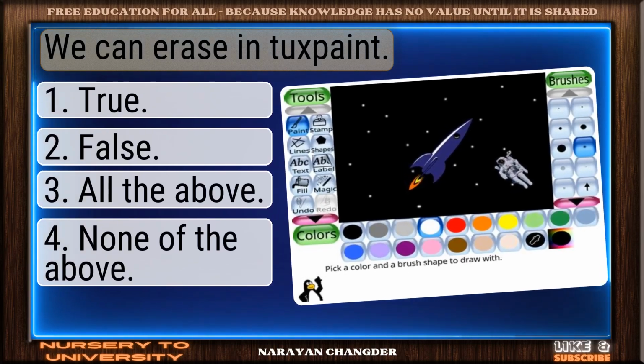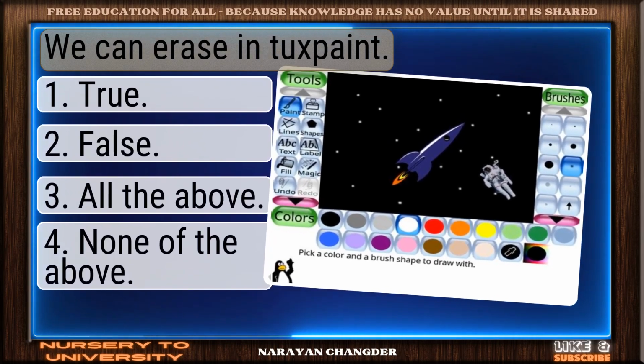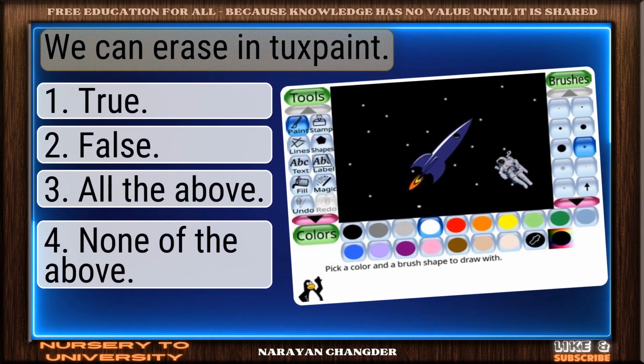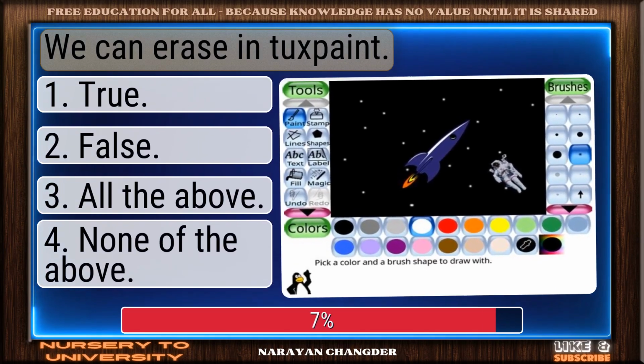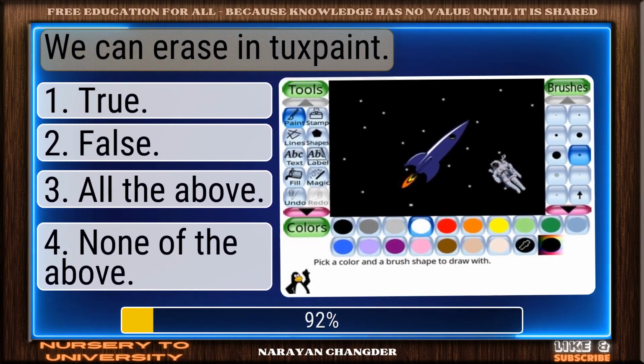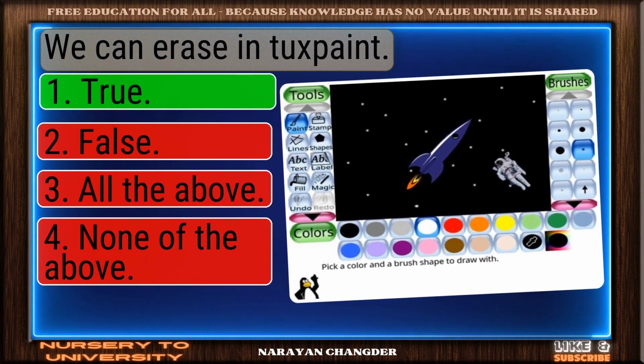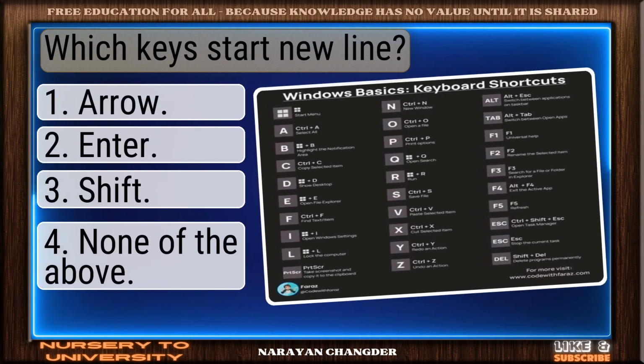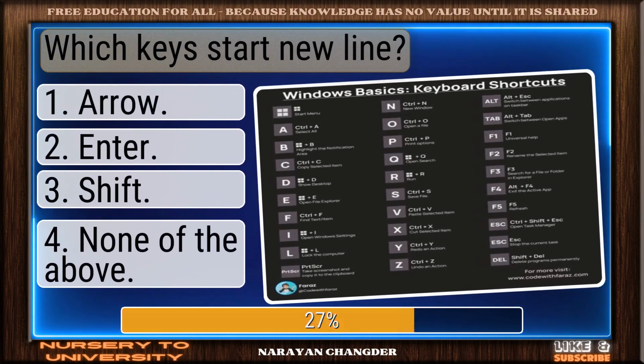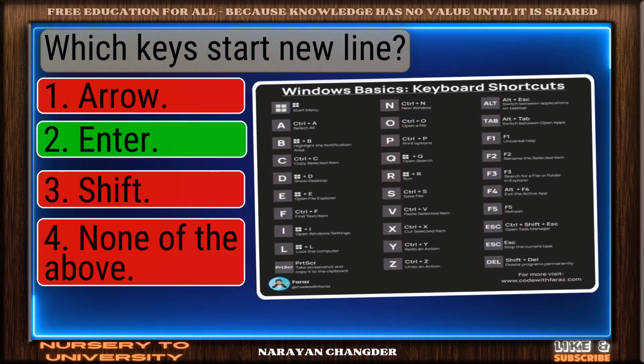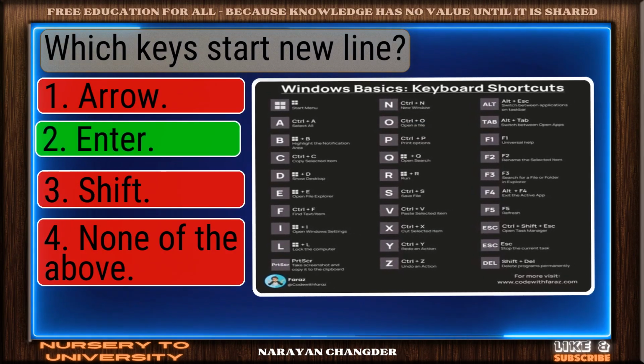Can you solve all these Class 2 Computer Chapter 4, the keyboard questions? We can erase in Tux Paint. Sharp thinking. True is the right choice. Which keys start new line? You chose Enter, and it is correct.